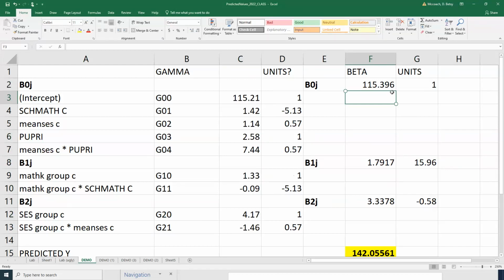Yes, question. Oh, it's my habit because I have parentheses around the negative value.